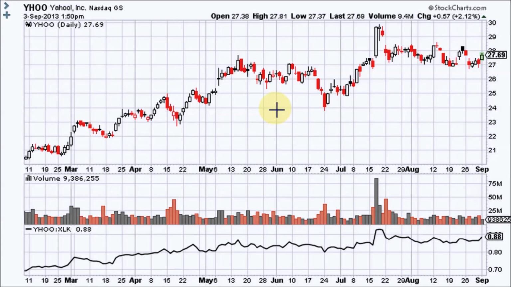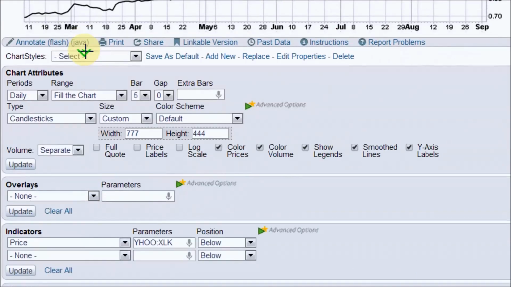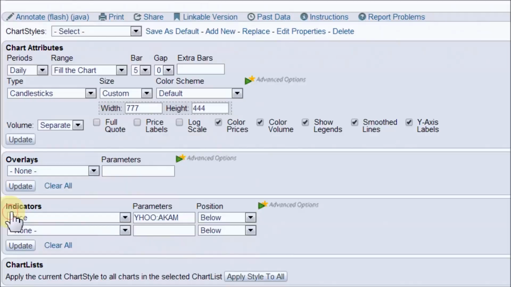Price relative also allows you to compare stocks against other stocks, whether they're in the same sector or not. So let's compare two of my favorite stocks in the technology sector, Yahoo and Akamai. So scroll down into the chart attributes area and load up price. You will type in Yahoo:AKAM for Akamai and click update.